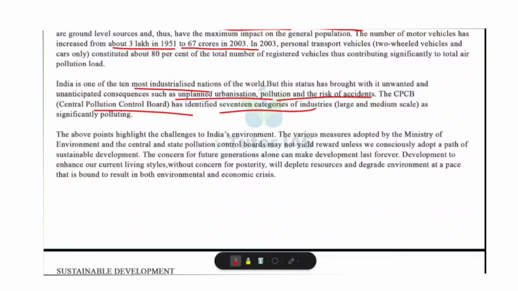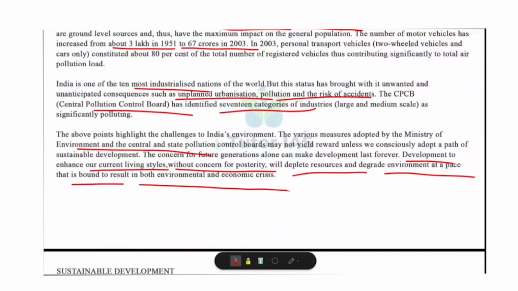Measures by the Ministry of Environment and central and state pollution control boards are important, but real change requires conscious efforts towards sustainable development. So remember, development that ignores the need of future generation will deplete resources and degrade the environment, leading to both environmental and economic crisis. Development to enhance our current living styles without concerns for posterity will deplete resources and degrade environment at a pace that is bound to result in both environmental and economic crisis.